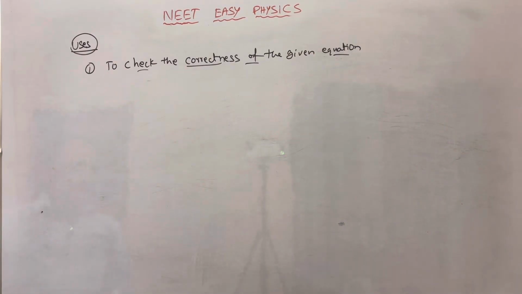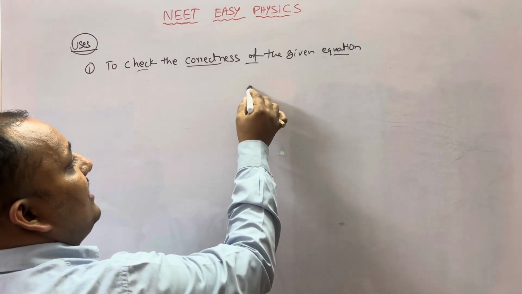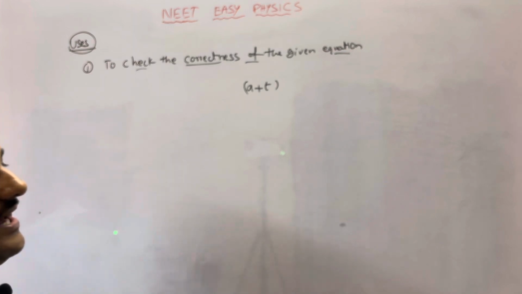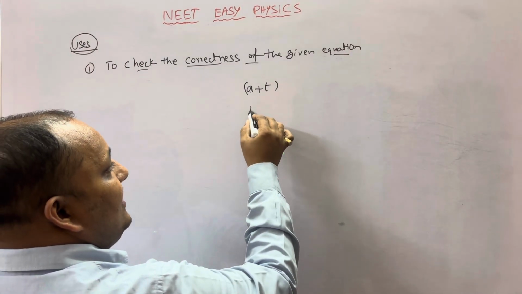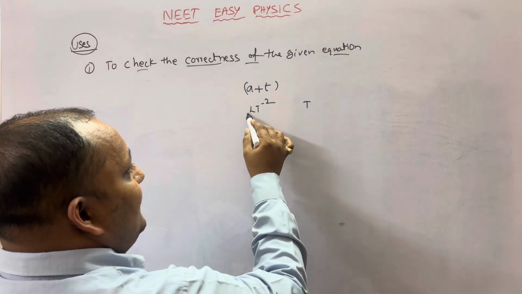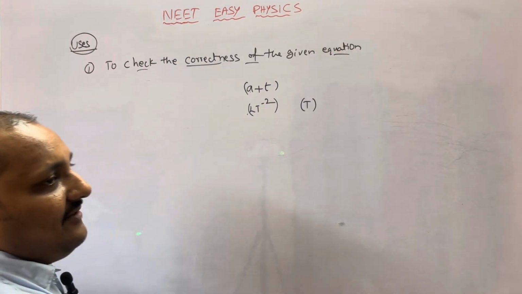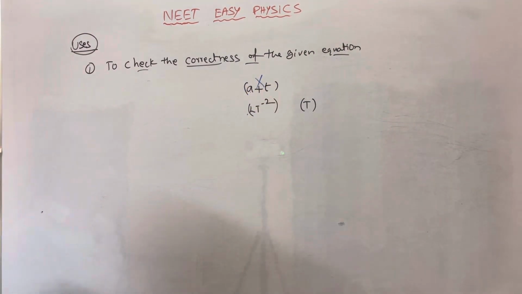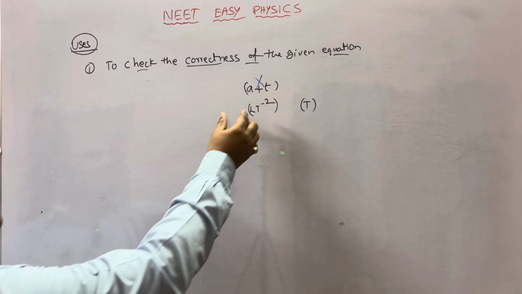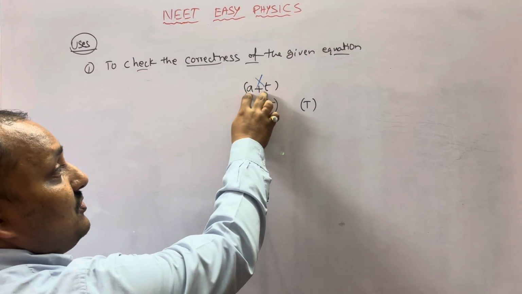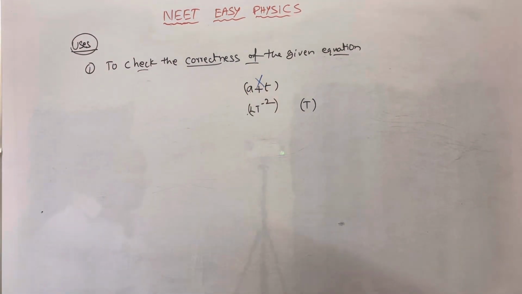Now, can we add acceleration and time? We cannot add. Why? Because the acceleration dimensional formula is LT power minus 2, and time is T. So this is having different dimensions, and that is having different dimensions. Therefore, you cannot add acceleration and time according to the dimensional formula. Sometimes they will ask this question in the exam. If these two are different, you cannot add. If these two are the same physical quantity, then you can add them.